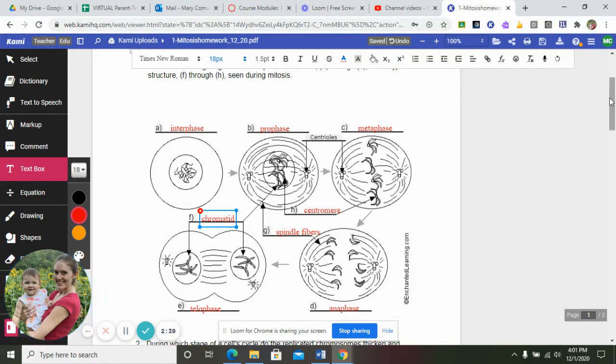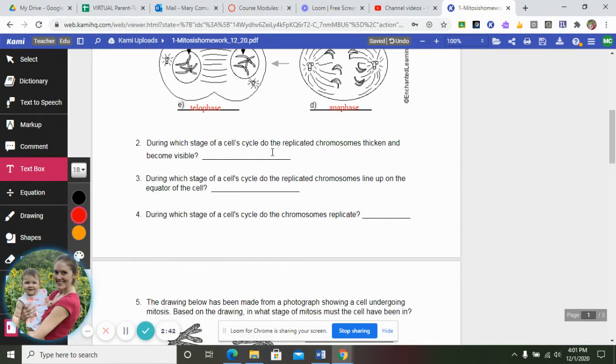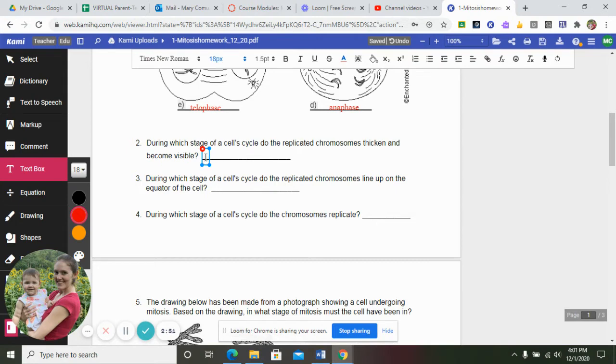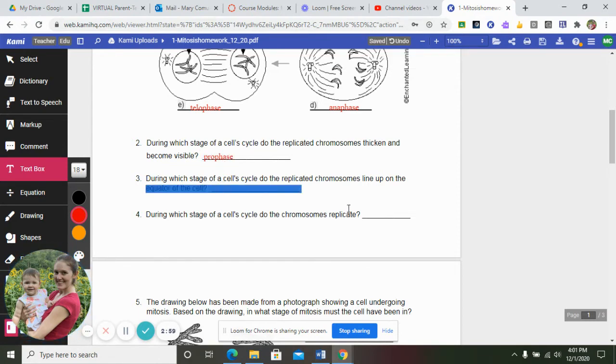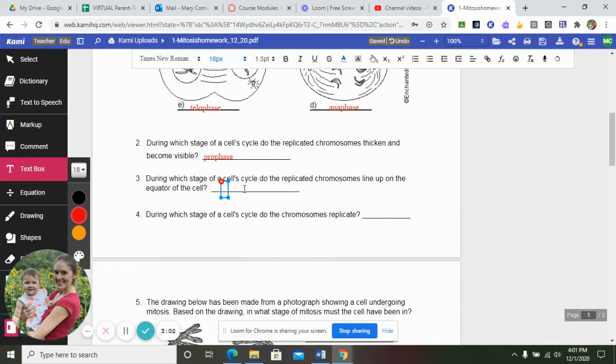What's a chromatid? During which stage of a cell cycle do the replicated chromosomes thicken and become visible? Well, that would be down in prophase. During which stage do they line up at the equator? So when are they lining up in the middle? That's in metaphase. During which stage of the cell cycle do they replicate? That's in interphase. Remember the S phase specifically of interphase.